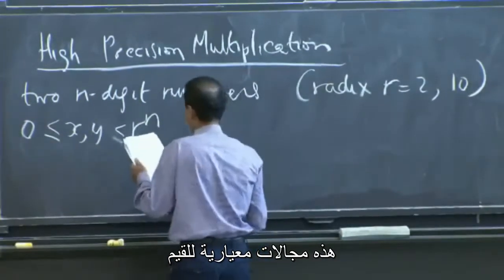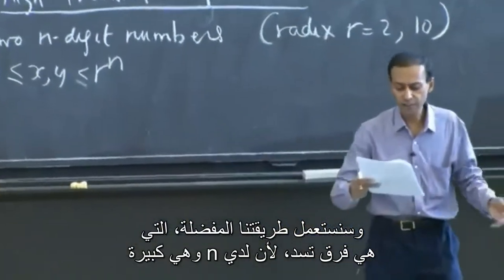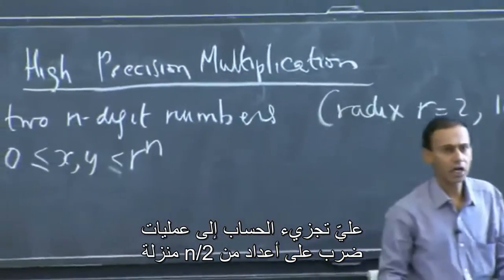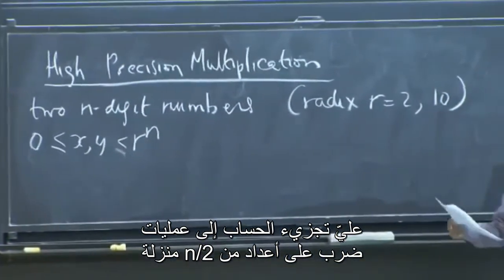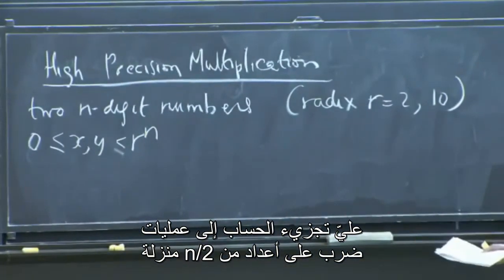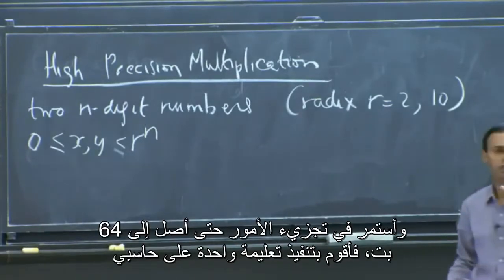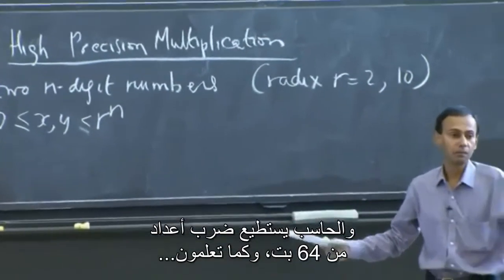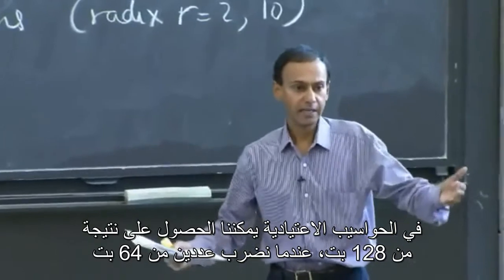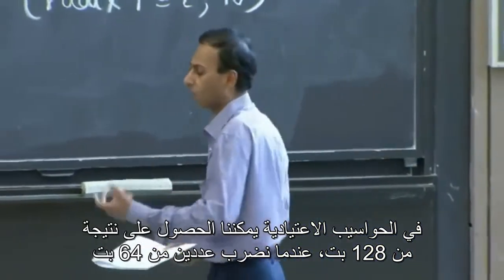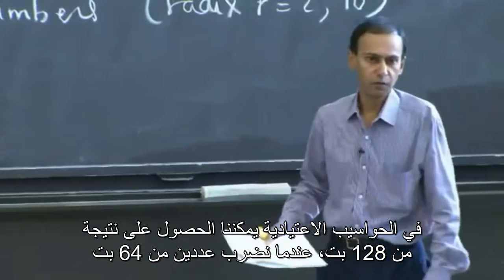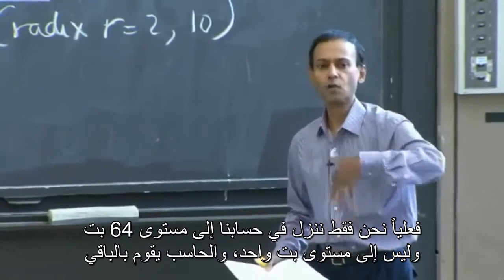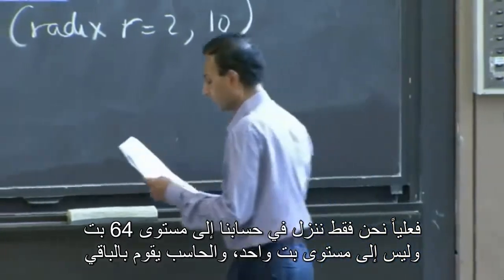The way I'm going to do this is use our favorite strategy, which is divide and conquer, because I have n, which is large, and I need to break things down into n by 2 digit multiplications. When I finally get down to 64 bits, I just run one instruction on my computer to multiply the 64-bit numbers. On standard machines, you can get 128 bits of result back when you multiply 64-bit numbers, right? So you don't go down to 1 bit. You go down to 64, and your machine does the rest.